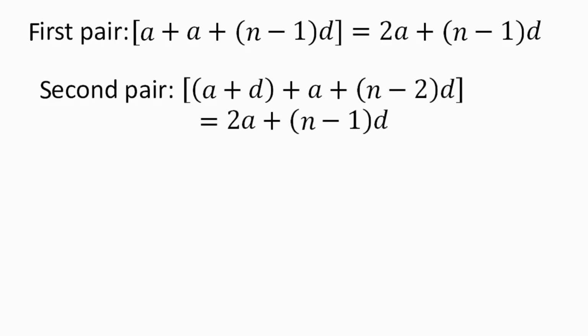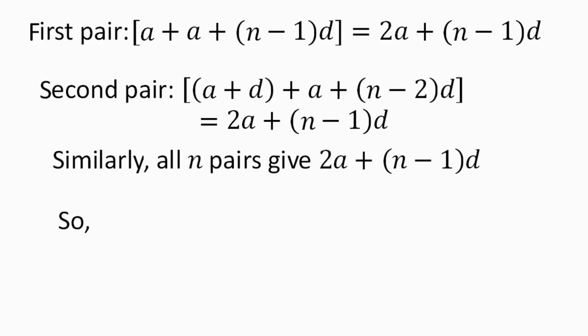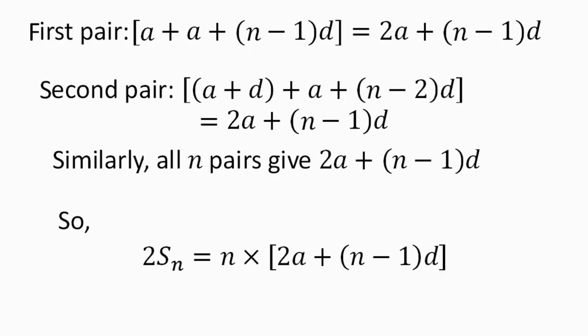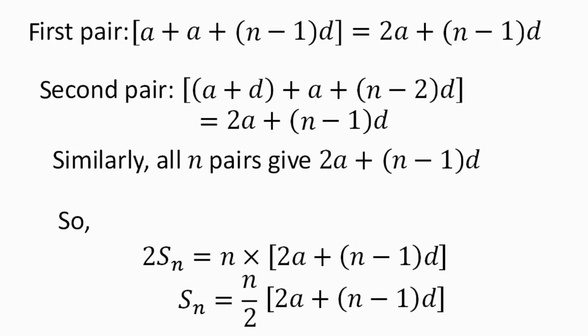Here is shown how each pair gives the value 2a plus (n minus 1) times d. Since there are n such pairs for n number of terms, the left hand side will be n times (2a plus (n minus 1) times d). Now, divide both sides by 2 and we get Sn is equal to n divided by 2 times (2a plus (n minus 1) times d). This completes the derivation.